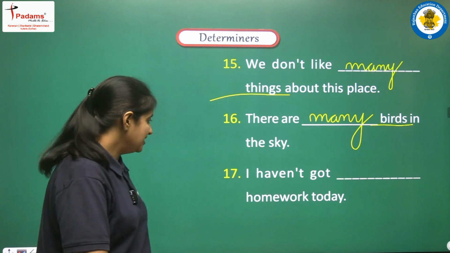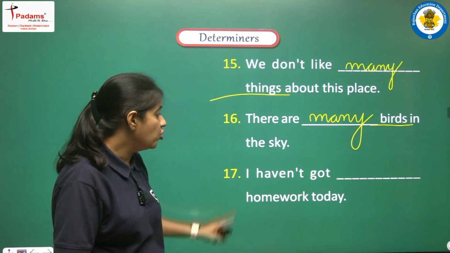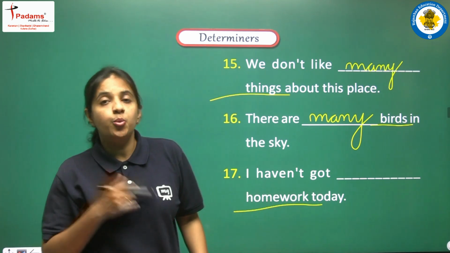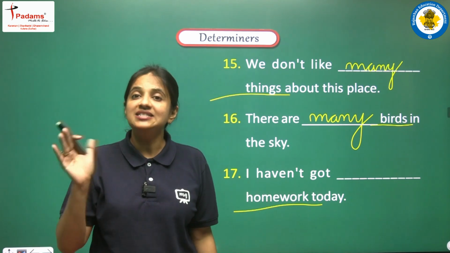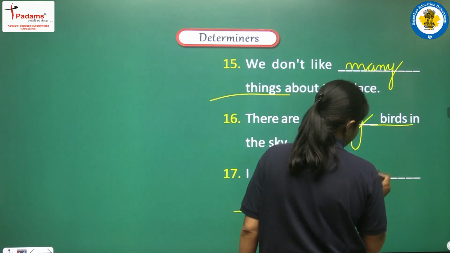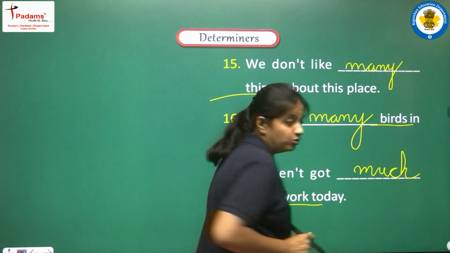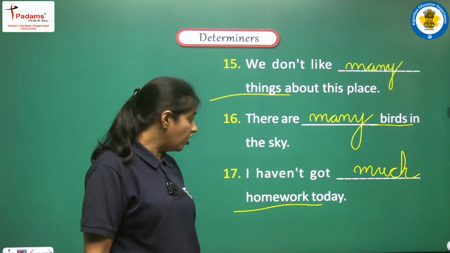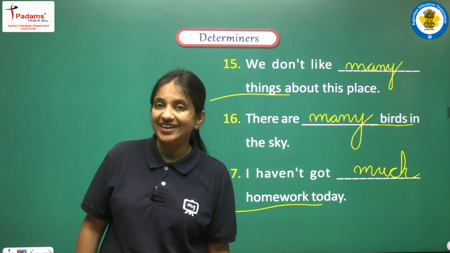Okay. Next, I haven't got homework today. So here we are having homework. So work was uncountable noun. Similarly, homework, it is also uncountable noun, and for uncountable noun we have to use much, and the complete sentence will be I haven't got much homework today.